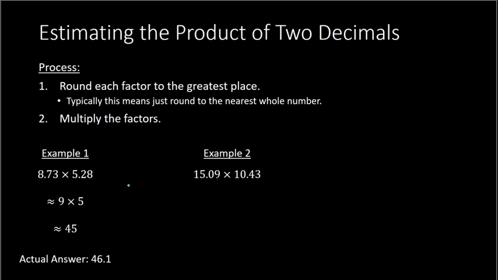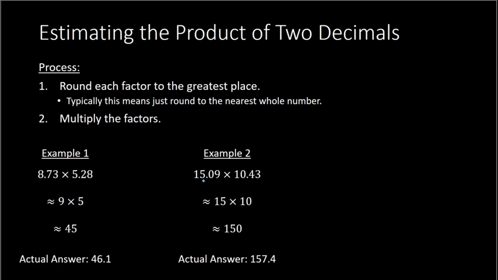Let's try another example. We have 15.09 times 10.43. All right, so here we can round the 15.09 to 15. It's closer to 15 than to 16. And the 10.43 is closer to 10 than to 11. So what we have is 15 times 10, which would be 150. And our actual answer, if we would have multiplied, would have been 157.4. So notice our answer is pretty close.